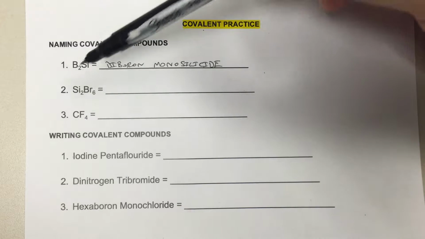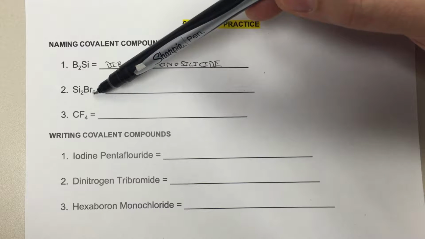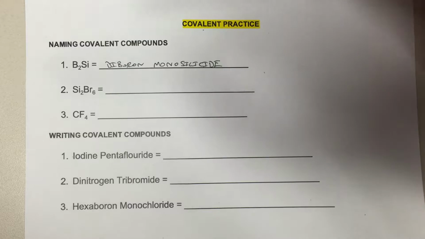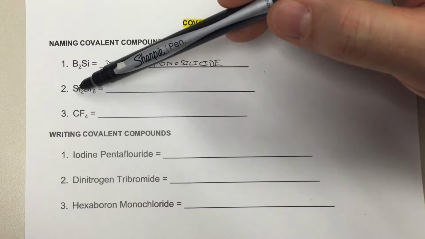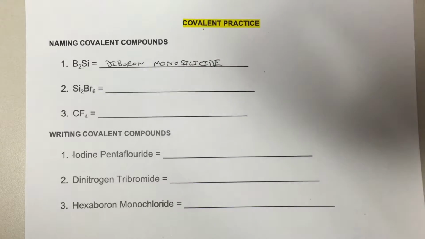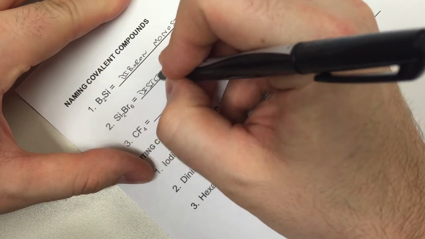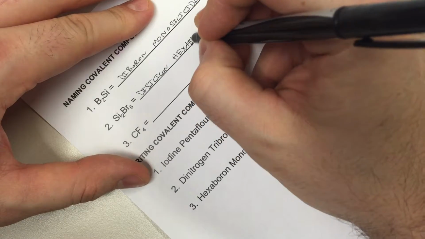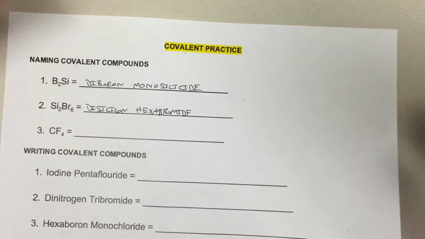Let's do the next one. This is the prefix for 2, so that means di. This is the prefix for 6, that means hexa. Go back to your little list and you can see that. This is the element silicon, this is the element bromine, this is going to change to bromide. So this is disilicon hexabromide. Disilicon hexabromide.